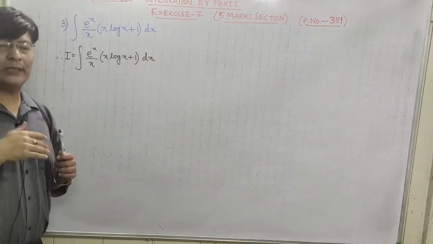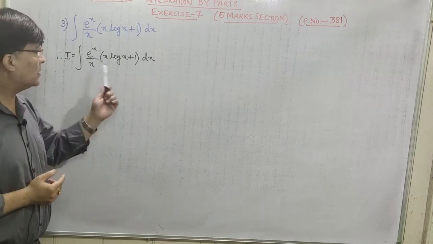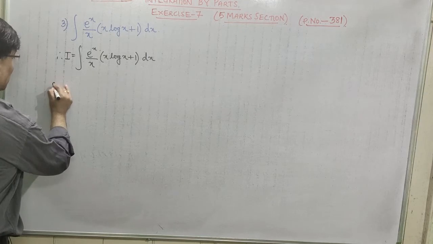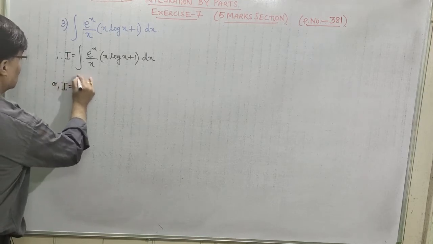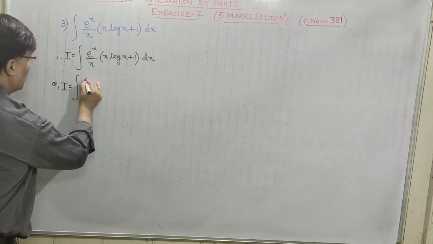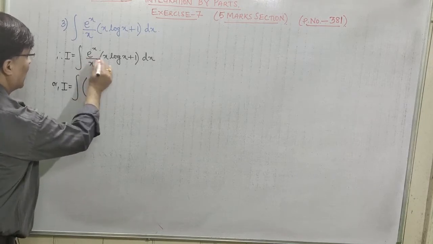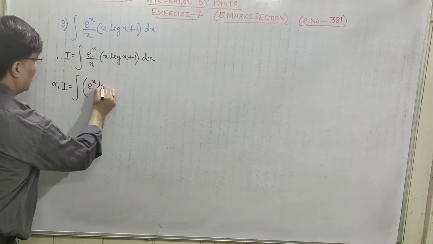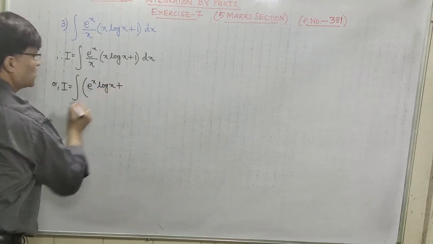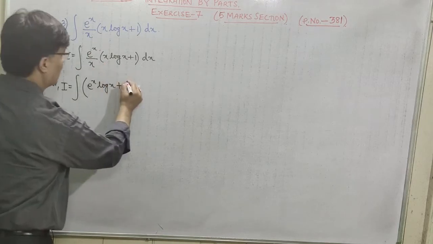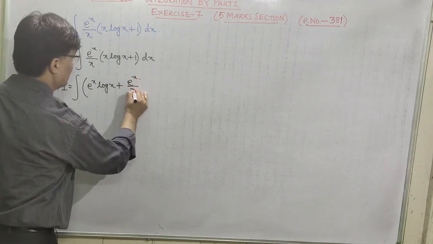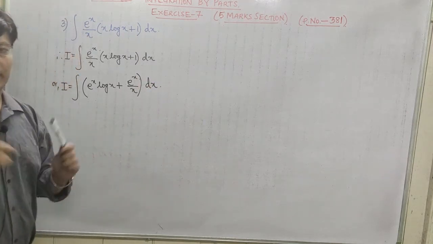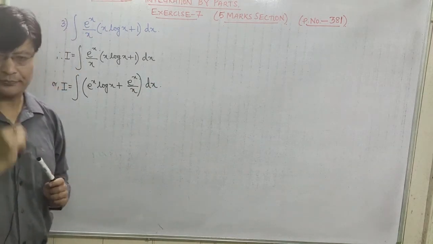Okay. So let us first simplify it. Let us multiply this x log x plus 1 by e to the power x by x. So I is equal to integration of, within bracket, if you multiply x log x by e to the power x by x, x will be cancelled. You will get e to the power x log x plus e to the power x by x into 1 is e to the power x upon x, bracket closed. Then what do we write? dx. Is that clear to all of you?